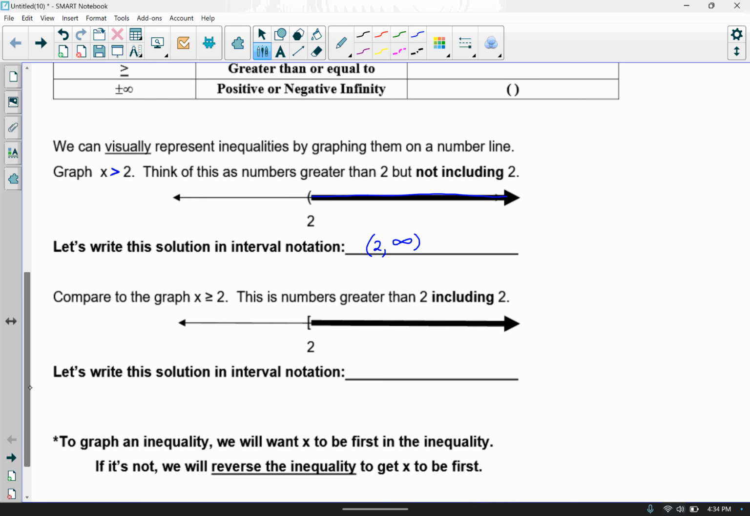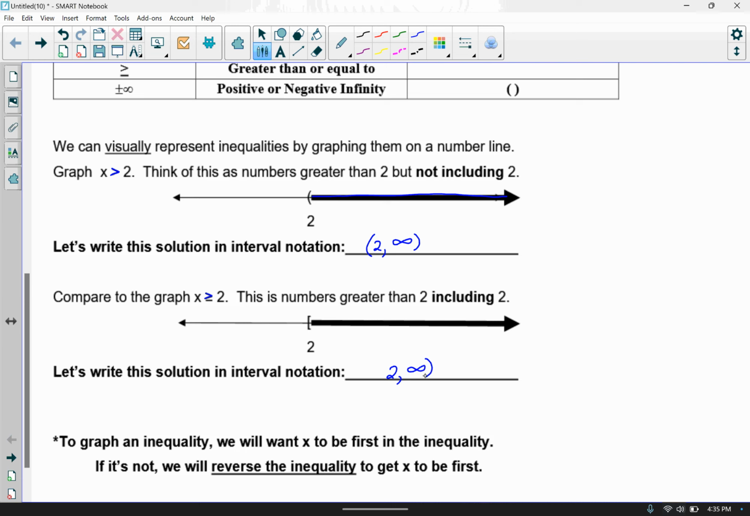Let's look at the example down below that. Now let's look at graphing x greater than or equal to 2. Greater than or equal to indicates that we can equal that number, so we're going to put a hard bracket at the 2. My letter's on the left, my inequality sign is pointing to the right, so I can shade to the right. If I write this now in interval notation, this graph is starting at 2, and then it is going to the right again forever, so that's positive infinity.